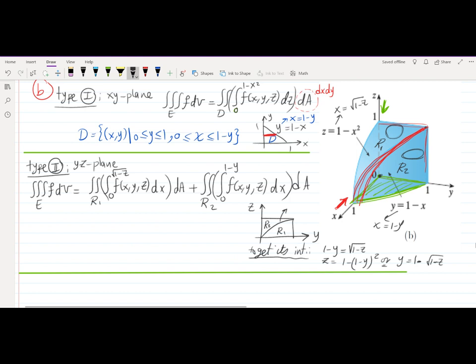And now, how can we describe these regions? R1 will be any point of the form y and z such that 0 less than y and z, we can start with R2 first.